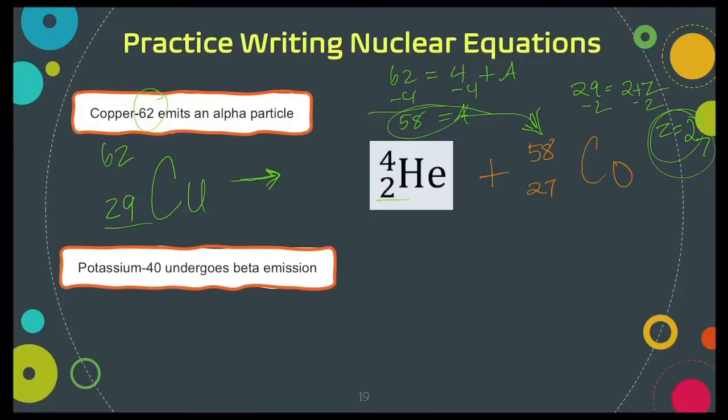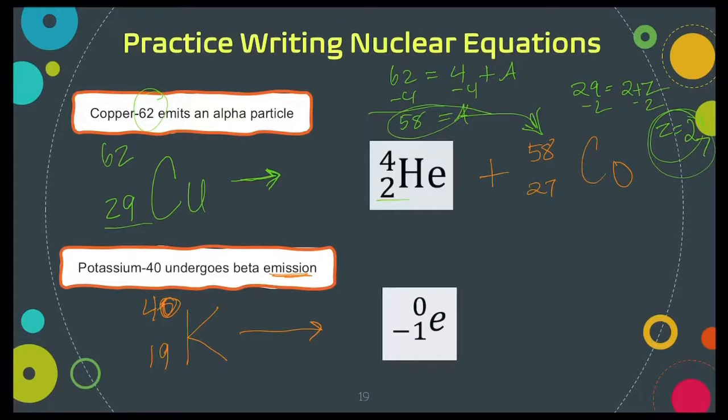Potassium-40 undergoes beta emission. Potassium-40, the symbol for potassium is K, the 40 is the mass number, that goes up at the top. So use the periodic table to look up the atomic number for potassium. It's 19. Because we're undergoing beta emission, it's going to release a beta particle. We can go ahead and show that symbol of the beta particle after the arrow, and then solve for the missing numbers to determine the identity of the daughter nuclide.